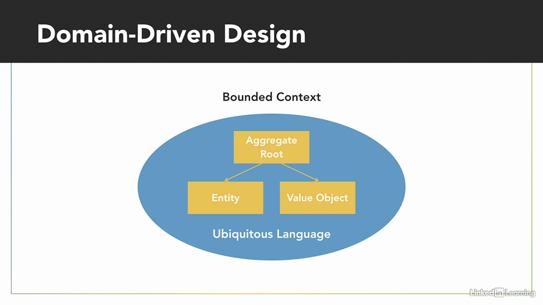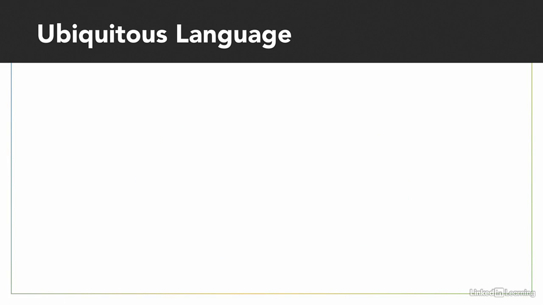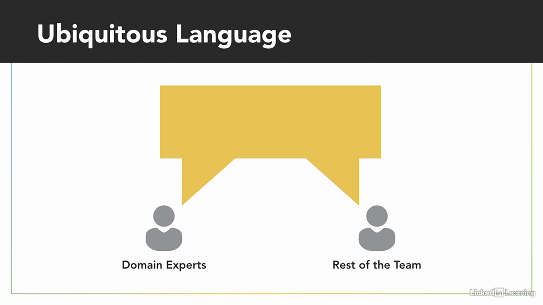Speaking of the ubiquitous language, I can't stress enough its importance when designing microservices applications. It helps you remove all the uncertainty and gives you a common ground between all the members of the technical team and the domain experts.